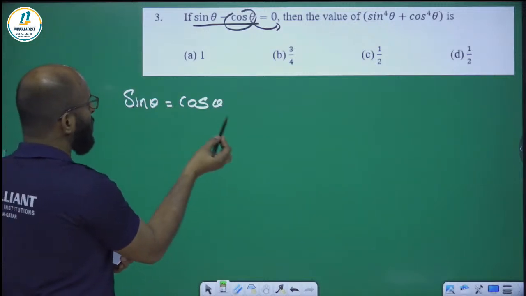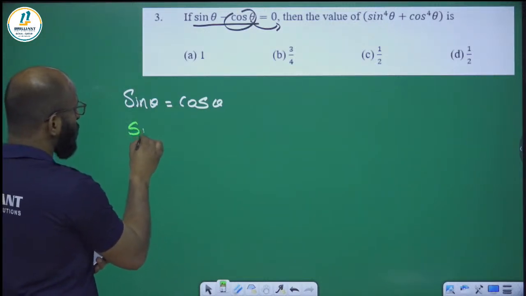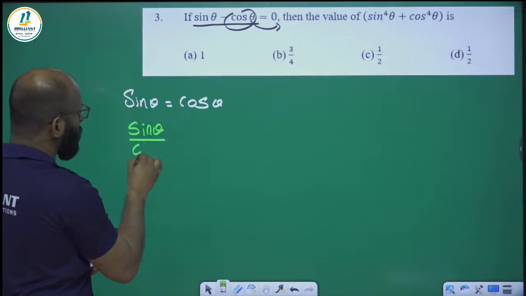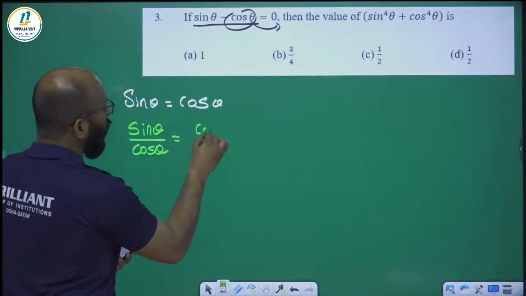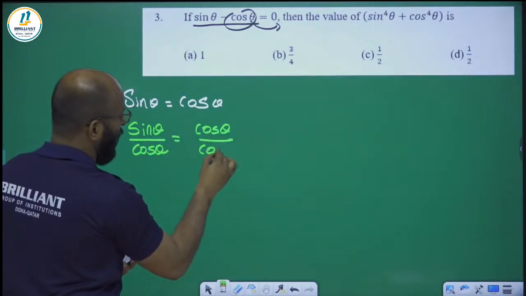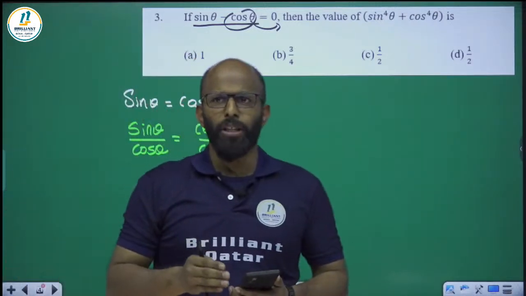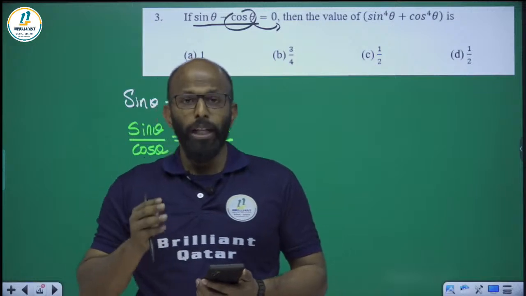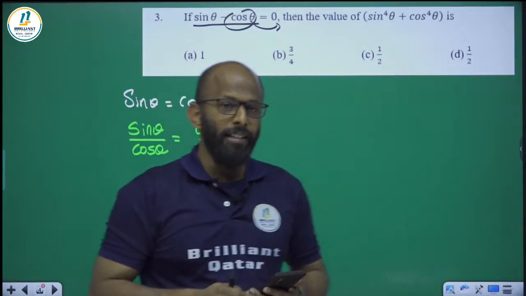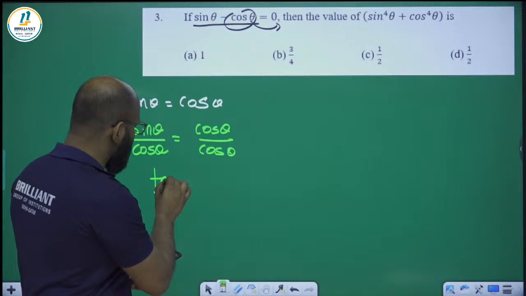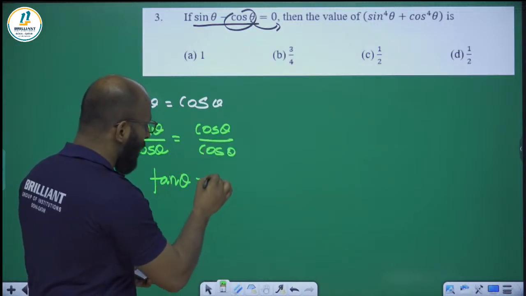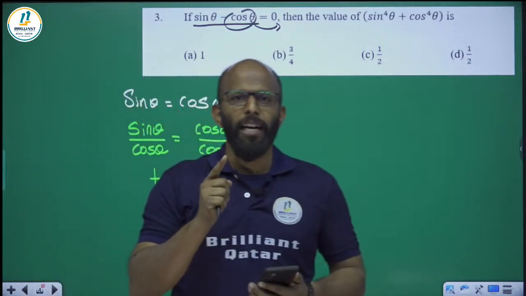Now on both sides I'm going to divide by cos theta, so I will get sin theta by cos theta is equal to cos theta divided by cos theta. We know that sin theta by cos theta is tan theta. And cos theta divided by cos theta is 1. So tan theta is equal to 1.